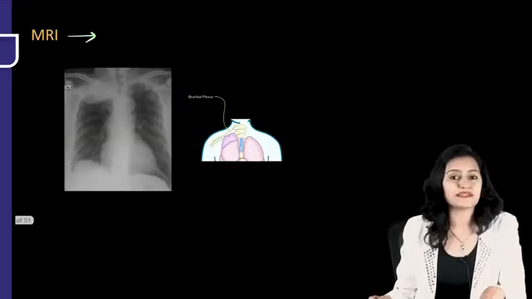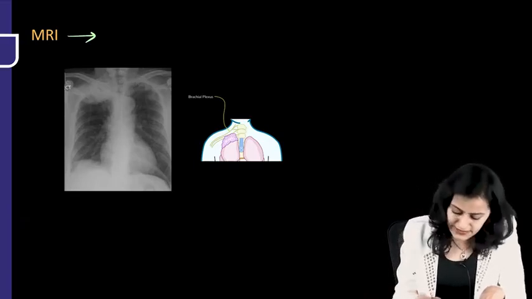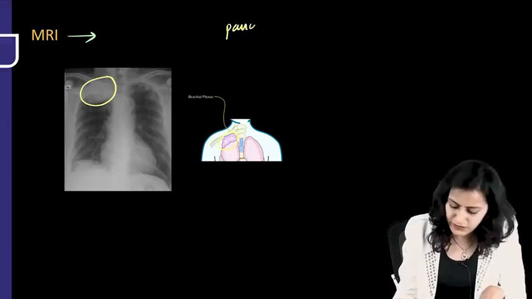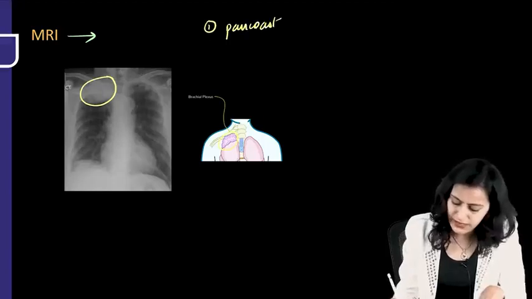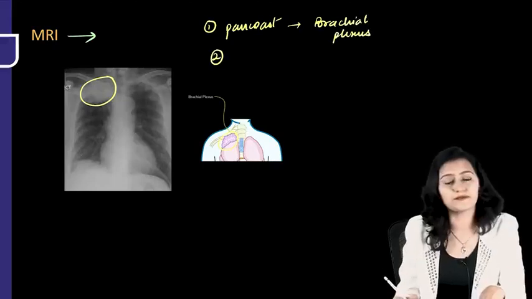Now, where do we use MRI? Very, very important recent NEET PG question as well. MRI is done for Pancoast tumor, the lung apical tumor. For Pancoast tumor, we do MRI basically to look for brachial plexus invasion. Okay, to look for brachial plexus invasion.